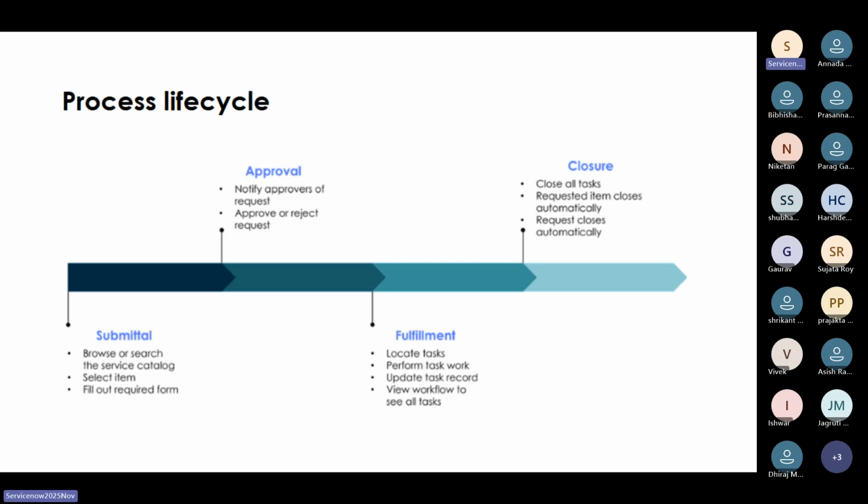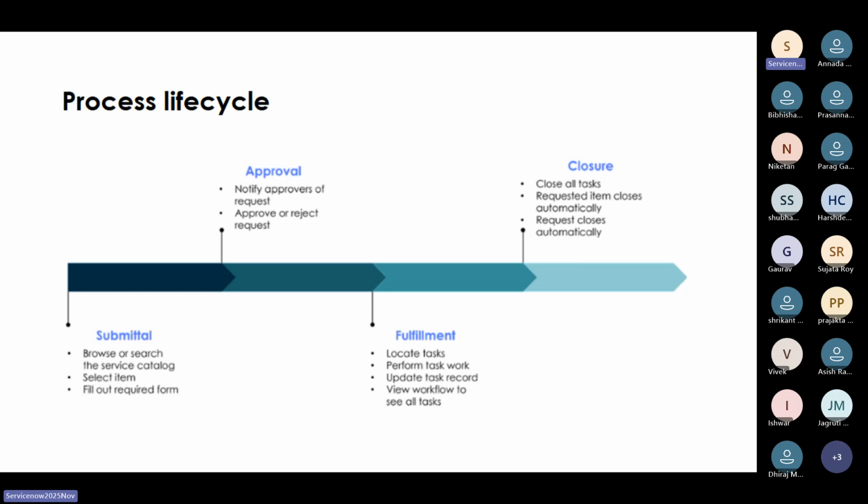So once the request is submitted, if the flow is configured to have approvals, then the approval will be triggered for the approver. Once he approves, the task will be created and assigned to the fulfillment group. If the approver rejects it, the RITM and request will be closed there itself. Only if the approver approves will the task be created and assigned to the fulfillment group.